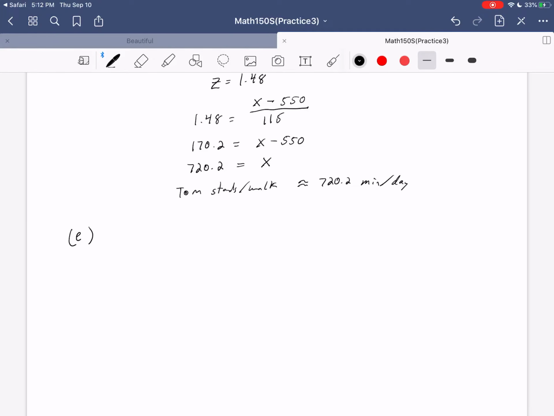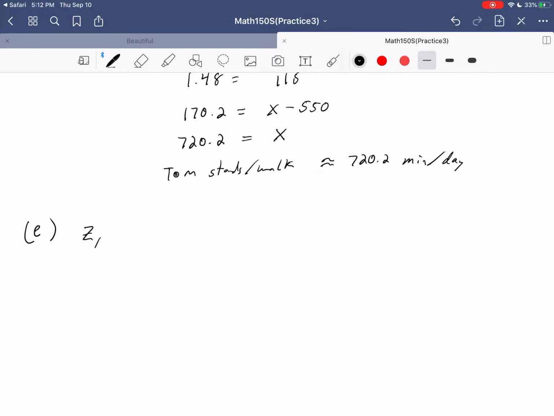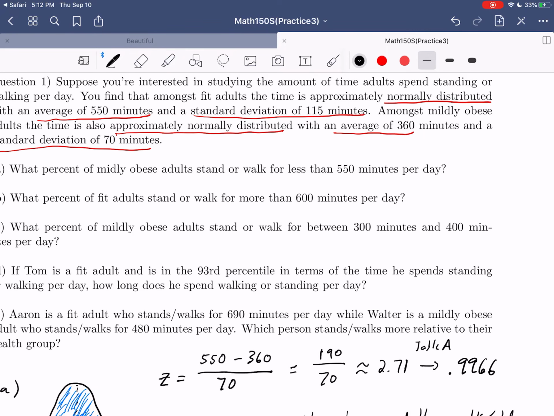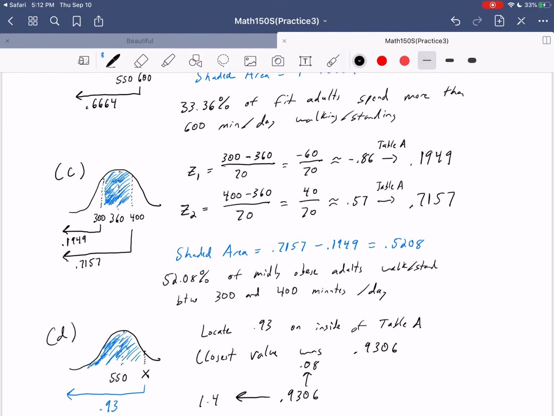So let's go ahead and do that here. So we're going to calculate two z-scores. So the z-score for Aaron is going to be the 690, which is how long he walks, right?